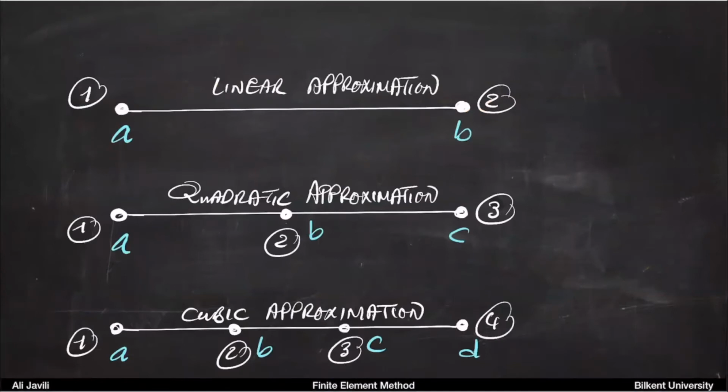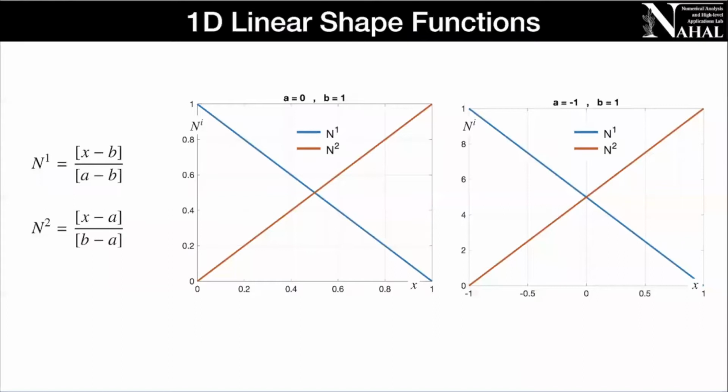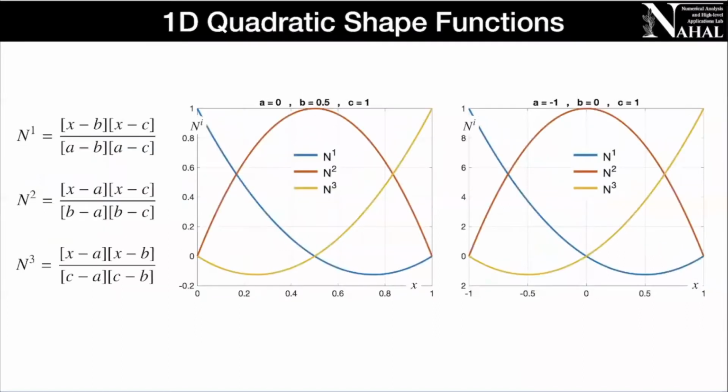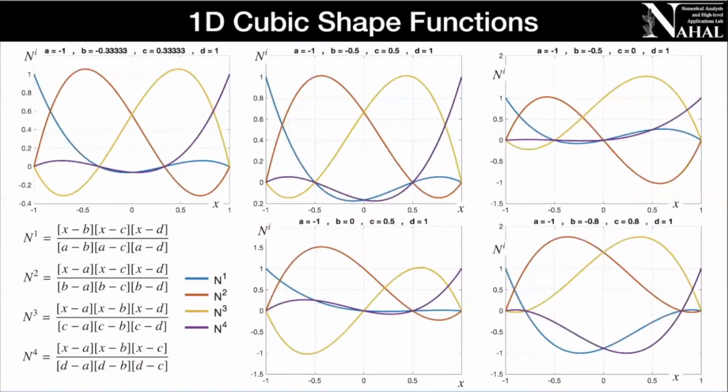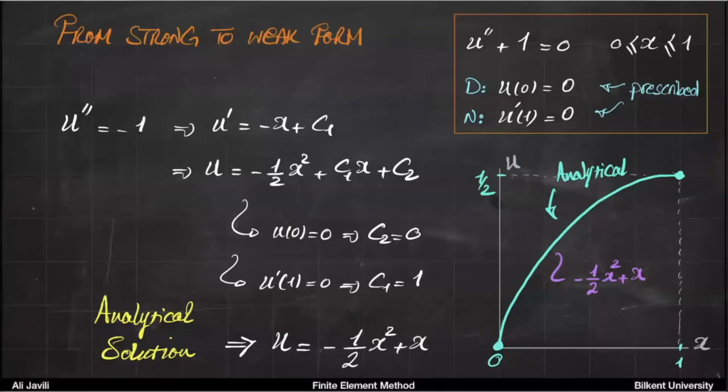And if you have a linear approximation, you have 2 of these nodes. If you have quadratic approximation, you have 3. If you have cubic, for instance, you have 4 of them. And we looked into a lot of these shape functions, let's say linear shape functions, quadratic shape functions, and cubic shape functions in 1D. Then based on what we had learned using these shape functions, we looked into this problem.